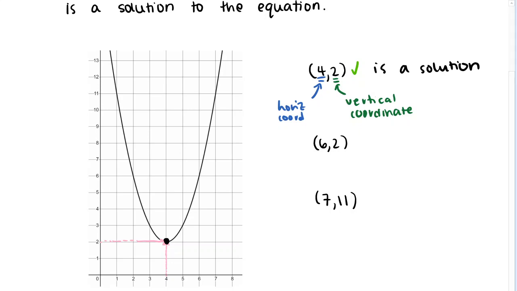Okay, what about (6, 2)? Well, here I go up to 6, and I look at a height of 2. And that's not a point on the graph, right? So here, this is not a point on our curve. It does not make our equation true. This is not a solution.